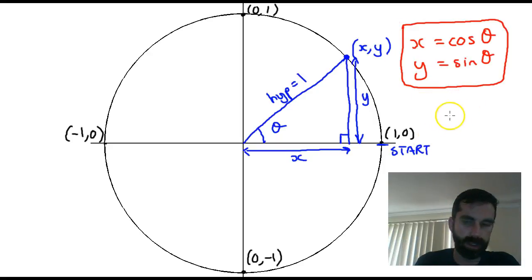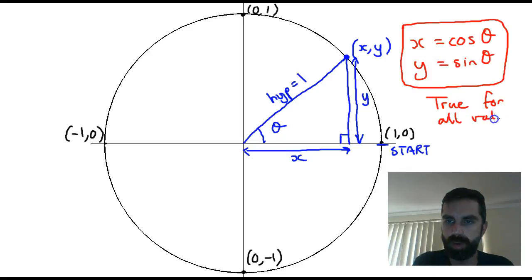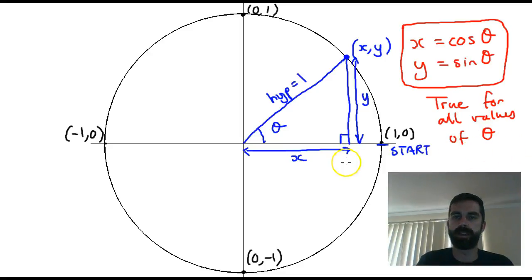So we know that already. These are two really, really important relationships to do with the unit circle. So as you move around the unit circle, no matter where you go, you can always work out the x and the y coordinates using cosine theta and sine theta. This is true for all values of theta.